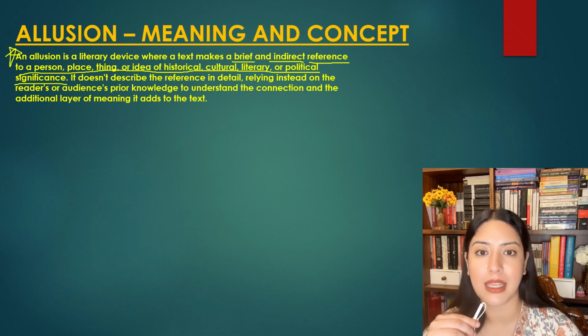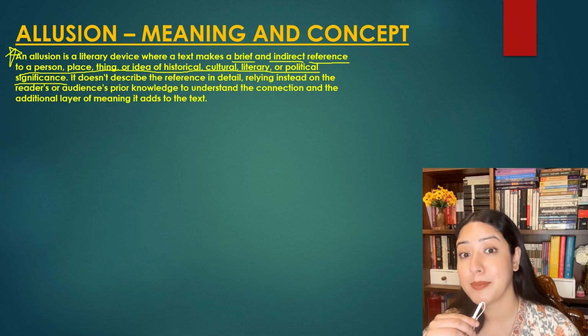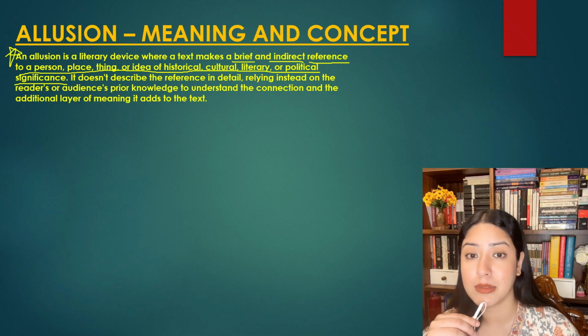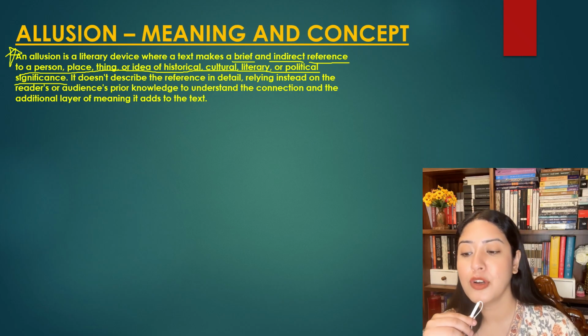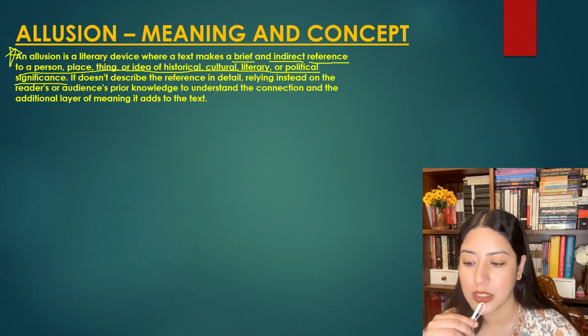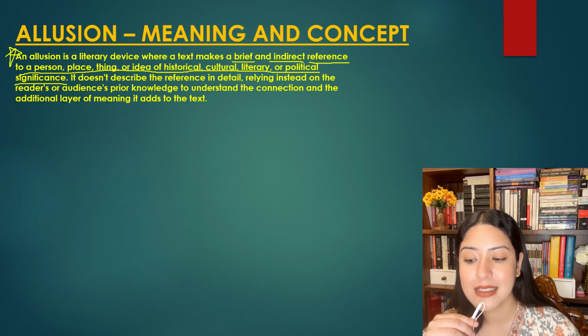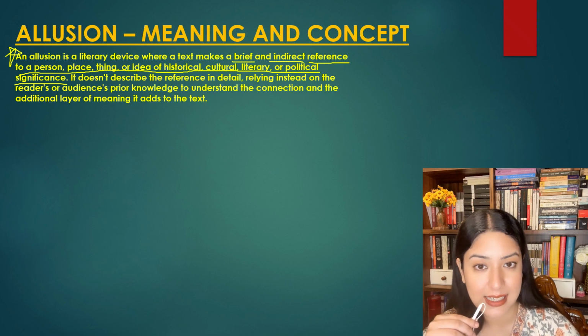You refer to something. It can be a person, a place, a thing, a historical, cultural, literary episode, something that has happened in the past. You can refer to anything. This is what an allusion is. It doesn't describe the reference in detail.